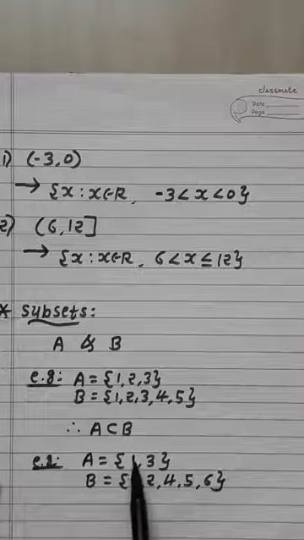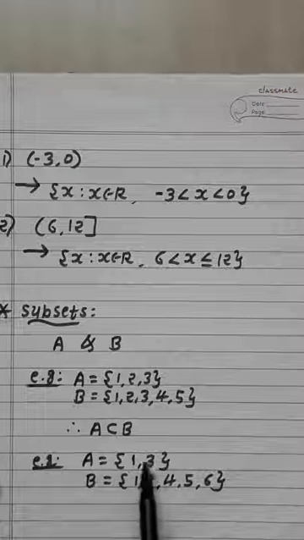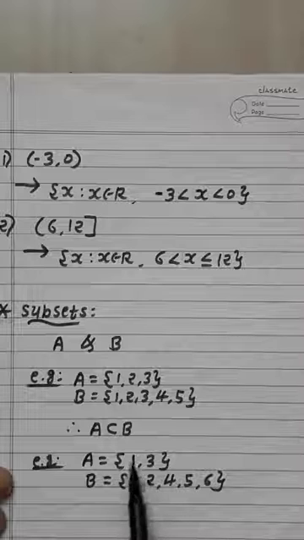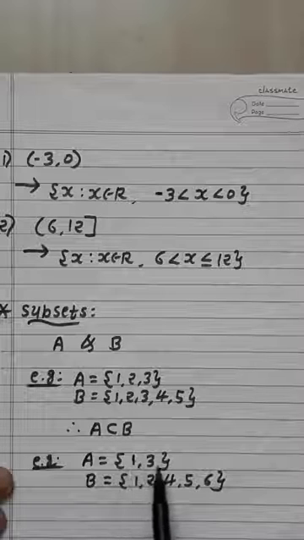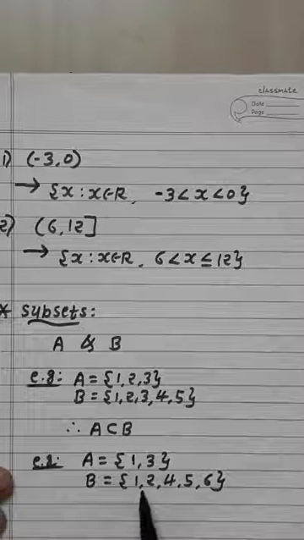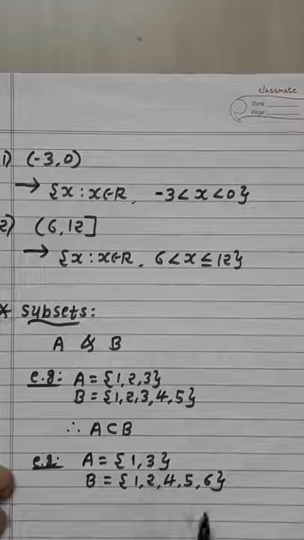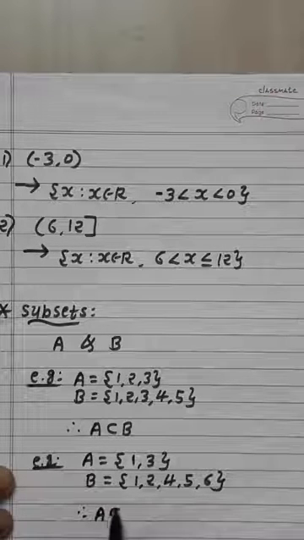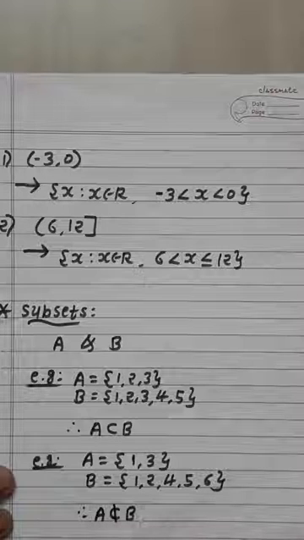Now here 1 is present in set B but 3 is not present in this set, and our definition is every element of set A must be present in set B. So here 3 is not present in set B. So in this situation we can say that A is not a subset of B.